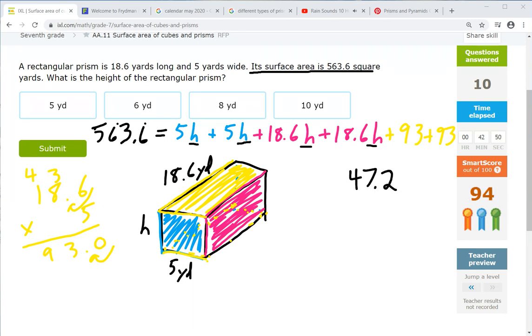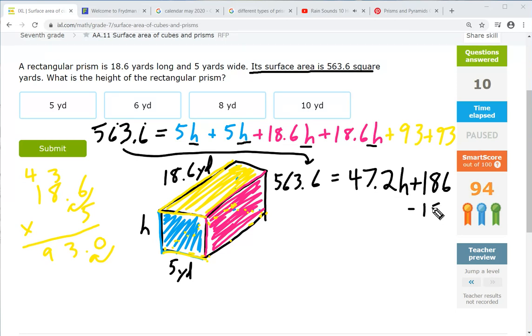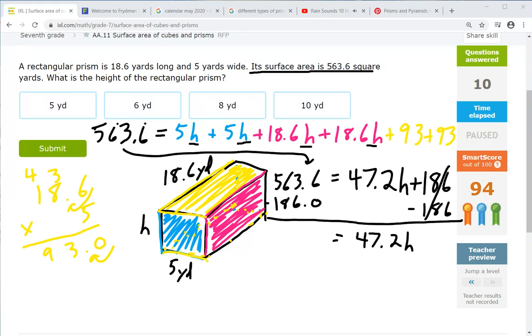So we're going to have 47.2. What did I forget? The h plus 93 plus 93 is 186. And that should be equal to, just keep this the way it was, 563.6. Then we're going to subtract 186 from both sides. We get 47.2h equals, I can put a 0.0 here, so 6 minus 0 is 6. And then we're going to borrow from the 6, that becomes a 5, put a 1 here. 13 minus 6 is 7.